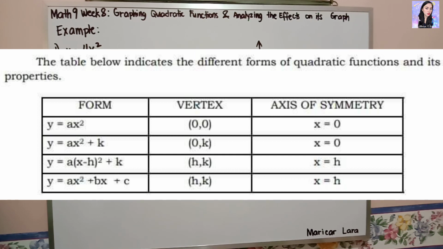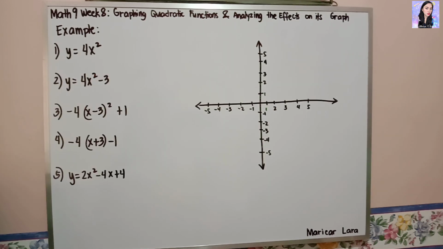So, ito yung vertex form natin. So, ang vertex dito ay yung h, k. And then, axis of symmetry is h. And then, last form is yung standard form ng quadratic, which is y equals ax squared plus bx plus c, which is the vertex is h, k and axis of symmetry is h. So, I will give one example for each form.